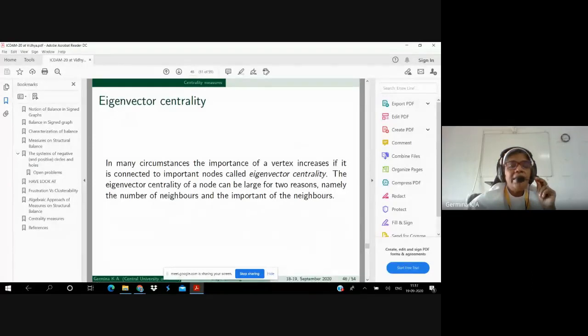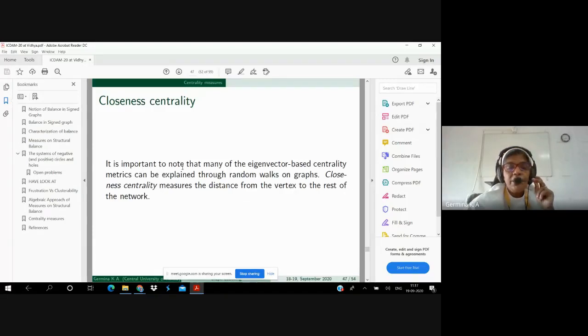So what is eigenvector centrality? In many circumstances, the importance of a vertex increases if it is connected to important nodes, called eigenvector centrality. Not only how many are my neighbors, but who are my neighbors also matters here. The eigenvector centrality of a node can be large for two reasons, namely the number of neighbors and the importance of the neighbors. It is important to note that many of the eigenvector-based centrality measures can be explained through random walks on graphs.